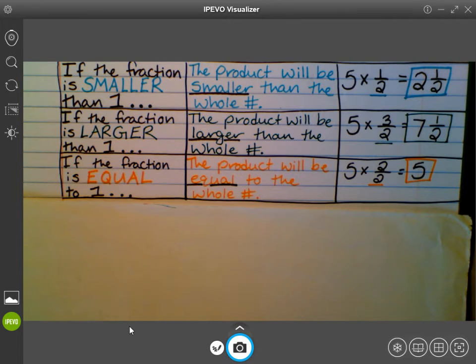The other type of problem you'll see on your homework is it's going to ask you to just list the equations in order from greatest to least. So if we have the equations 5 times 1/2, 5 times 3/2, and 5 times 2/2, you would order them either from least to greatest or greatest to least. So they will always have the same whole number, but the fraction that you're multiplying it by will be different. So let's go ahead and take a look at our practice problems.